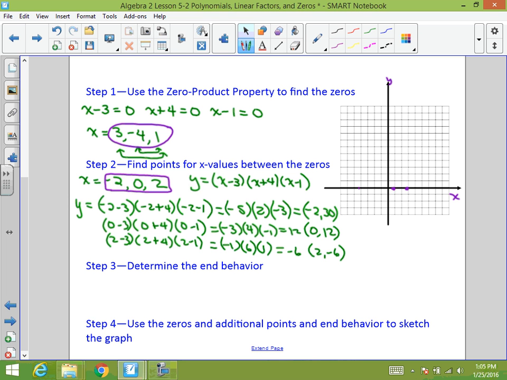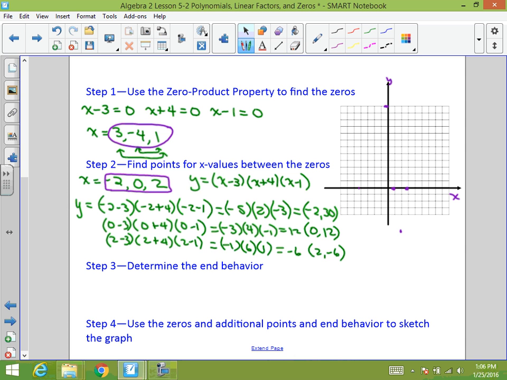If we only did those, it looks like a straight line. That's why we have to have these other points. Our other point is negative 2, 30. That is not going to fit on my graph. 0, 12 probably will. 0, 1, 2, 3, 4, 5, 6, 7, 8, 9, 10, 11. Barely, but it fits. And then 2, negative 6. 1, 2, 3, 4, 5, 6. I can probably plot that fairly reasonably.